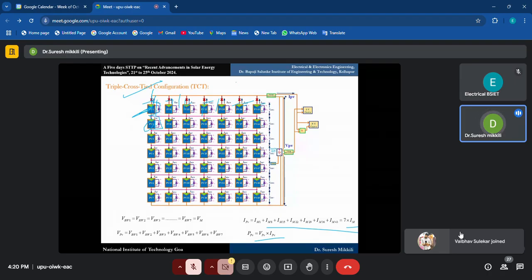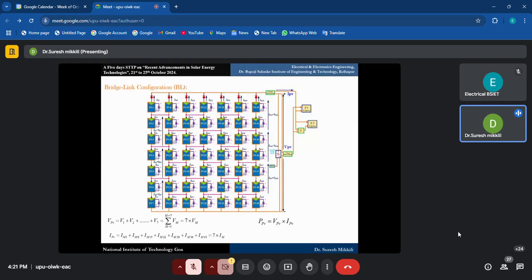But here one drawback is there in the TCT. Since the number of crosslinks is very high, since you are using more joints, the wiring losses will be very high and the system is complex. Since you have used more crosslinks in the middle, the wiring complexity is high, and the wiring losses and conduction losses will be more due to each and every joint.